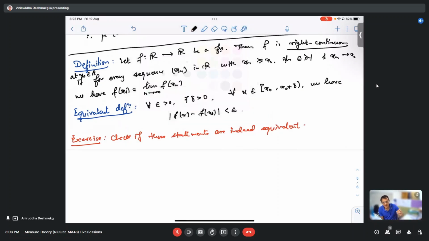And just one more remark is that this right continuity and left continuity we can define only in R, because only in R we have a greater than or equal to relation. For other spaces such as R2, R3 or general Rn, we cannot do this. We require some different type of things there.